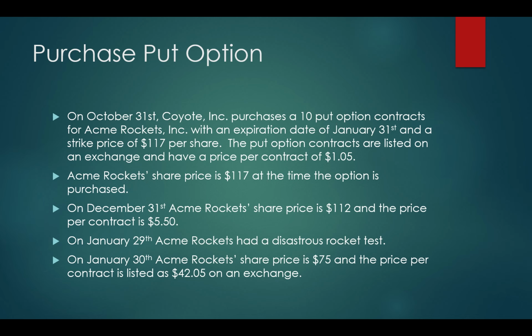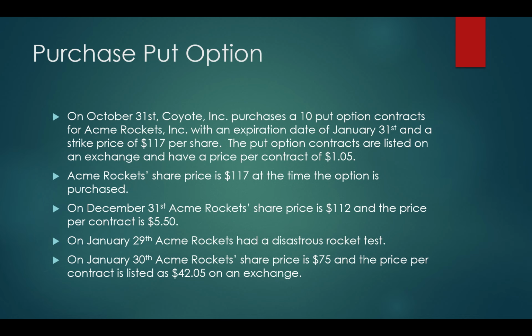price to fall. To protect its investment, Coyote buys a put option as a hedge against the stock price going down. Specifically, Coyote purchases 10 put option contracts for Acme Rocket stock with an expiration date of January 31st and a strike price of $117. Acme Rocket stock is trading for $117 per share on October 31st, so the put option is at the money. In other words, the intrinsic value of the put option is zero.